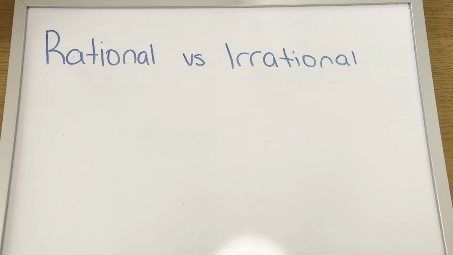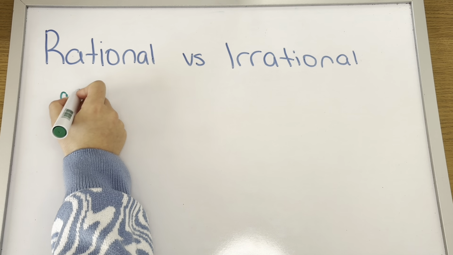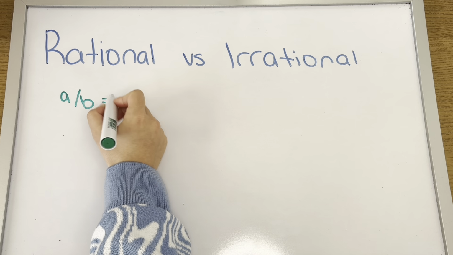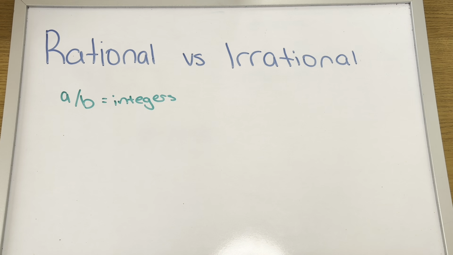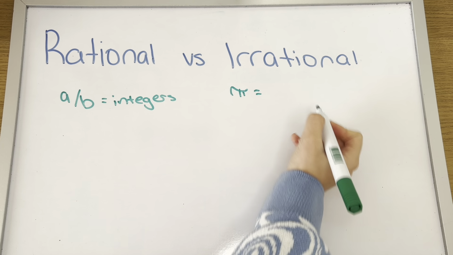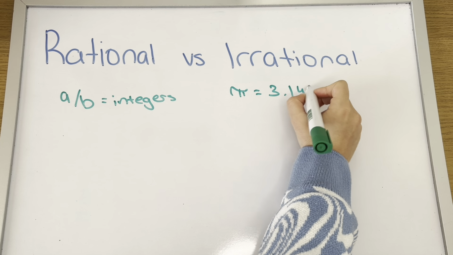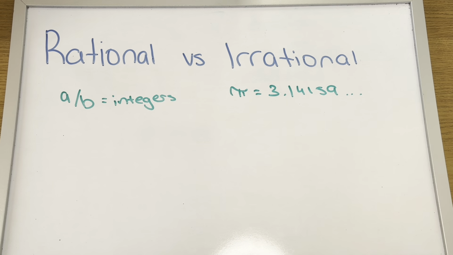Rational versus irrational numbers. Firstly, rational numbers can be written in the form of a all over b, which means that they are integers. And integers are negative and positive whole numbers. Meanwhile, irrational numbers are never-ending and non-repeating. An example of this would be pi, because it's 3.14159 and ongoing. So it is never-ending and non-repeating.